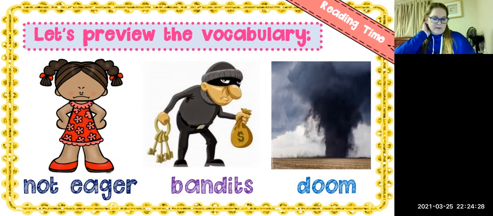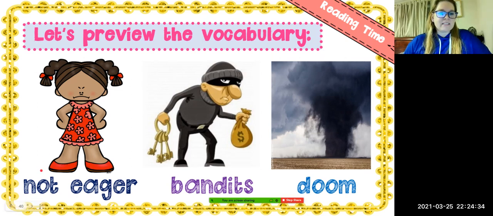Let's preview some of our vocabulary that will be in this story. We have the phrase, not eager, and that means that you don't want to do something. You don't want to go do it. You're not eager to do it. We have the word bandits, which is another word for a robber. Have we talked about the word bandit before in phonics this year? We have. We talked about the cat bandit.